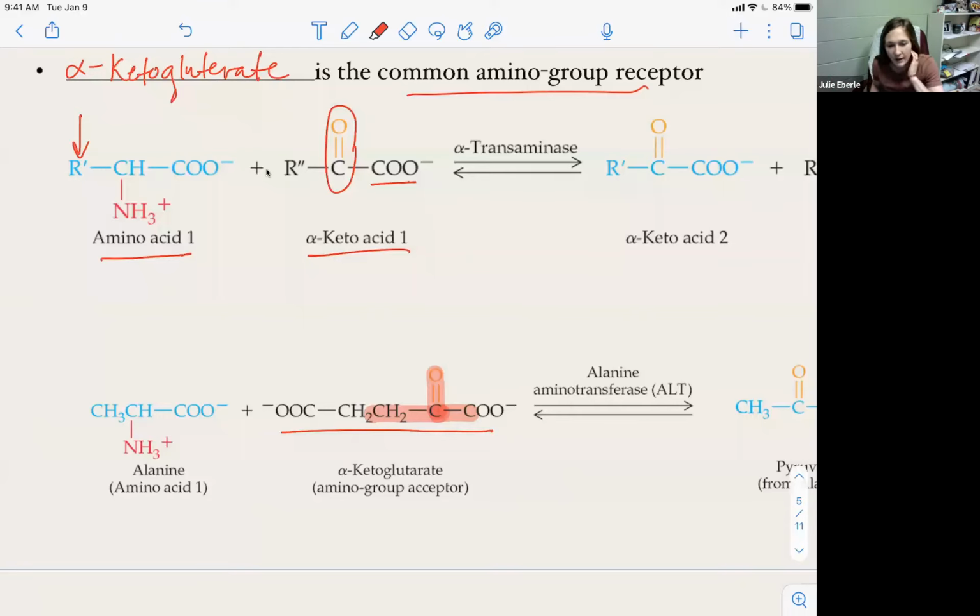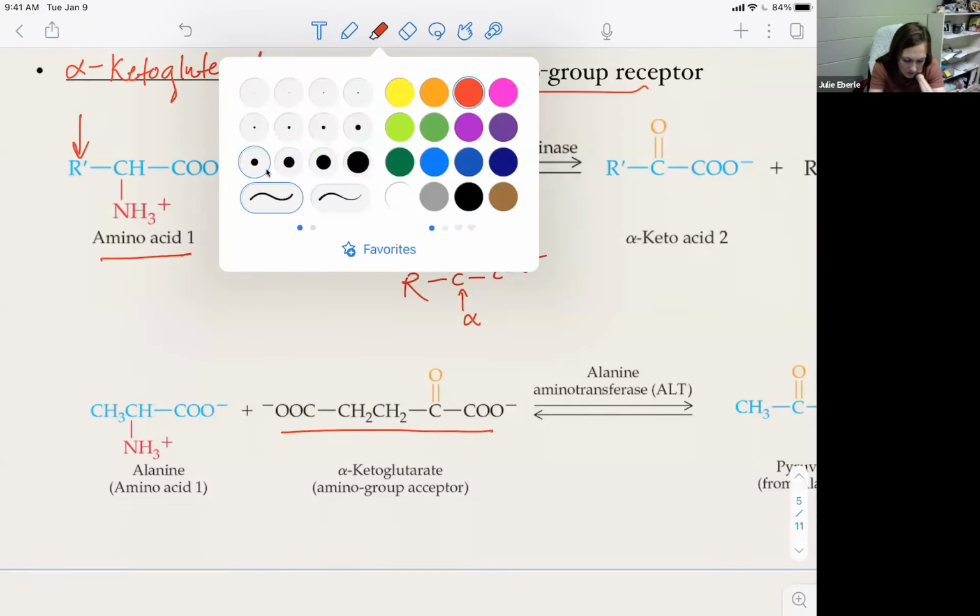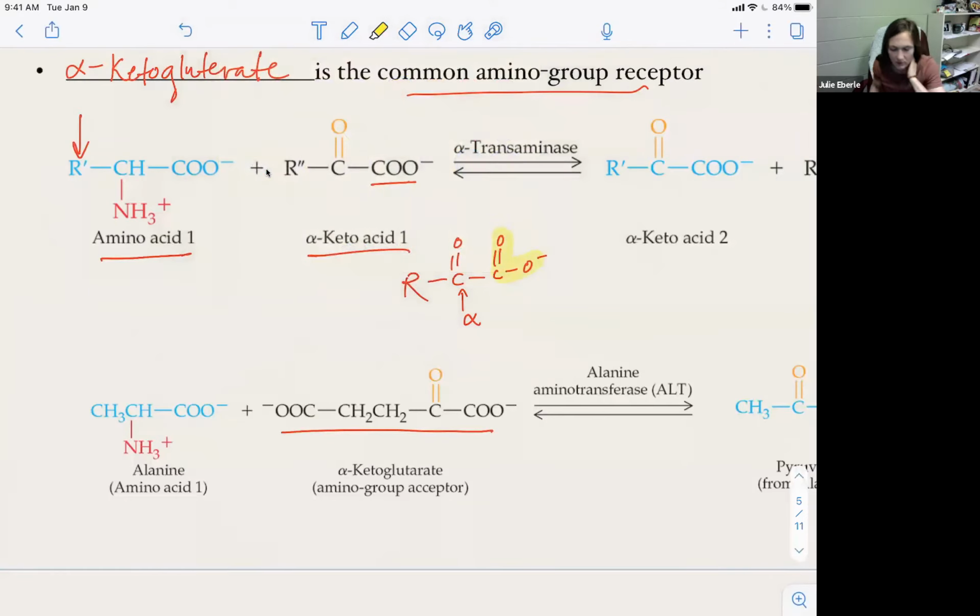All right, so the alpha ketoglutarate, and the reason it's called an alpha, do you guys remember where that term alpha comes from? If we were to draw this out entirely, what it would look like is this. Right, and then the R. So this carbon right here is the alpha carbon to the carboxyl group. So that's why it's called an alpha. And then the word keto comes from the fact that this is a ketone functional group.